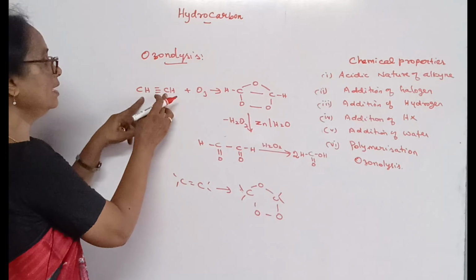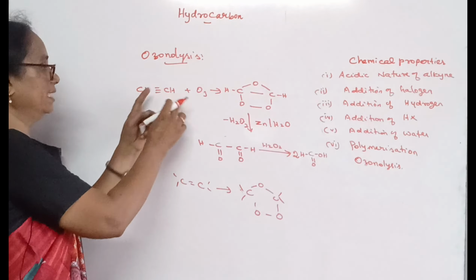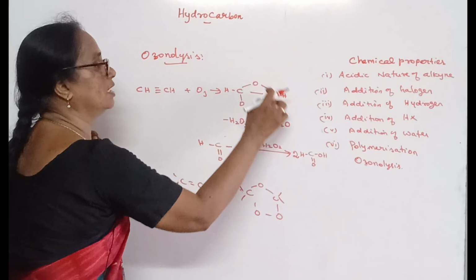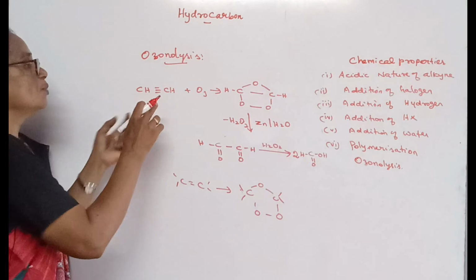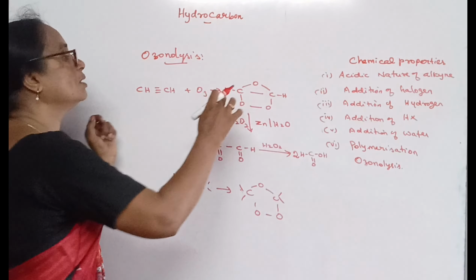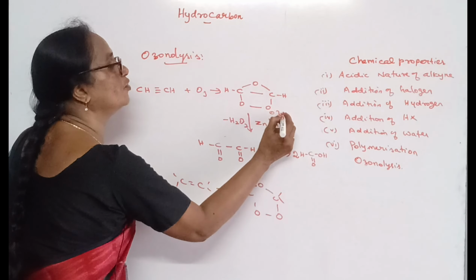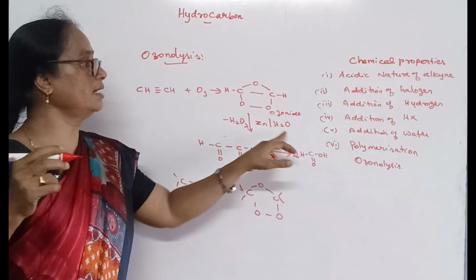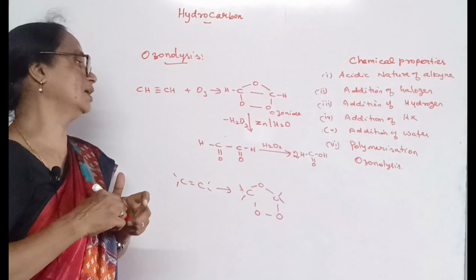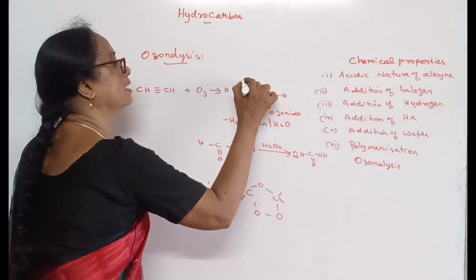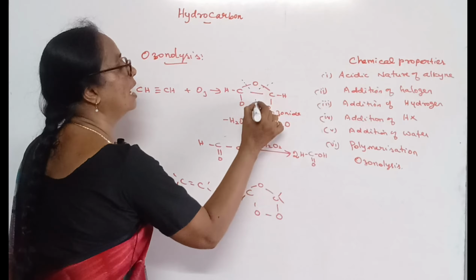But in the case of alkynes, it has a triple bond system. Two bonds make that ozonide structure and one more bond is still intact between the carbon atoms. So this is the ozonide for the alkyne system. This ozonide, upon treatment with zinc in water, undergoes cleavage here and here.